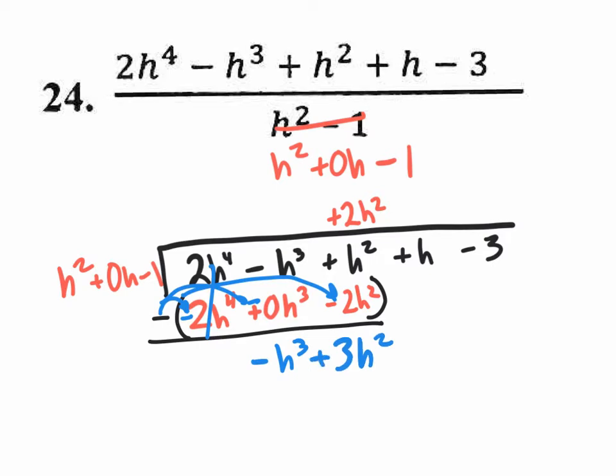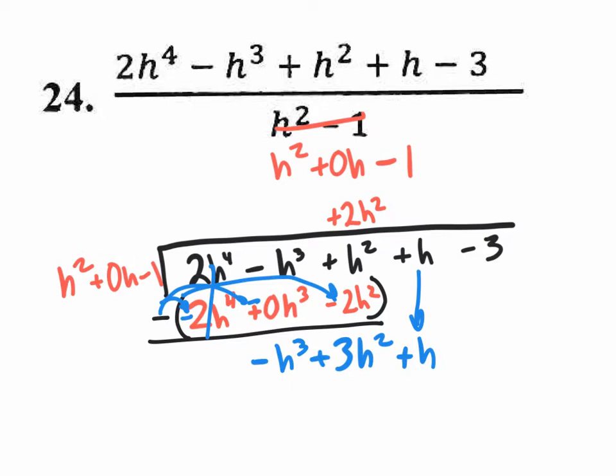Everybody with me? So once we get this answer down here, what do we do? We bring this down, don't we? So that's a plus h. And again, you don't look at this whole polynomial and this whole polynomial. You just look at the first term, h squared, and think h squared times what will get us this first exact term, negative h cubed?